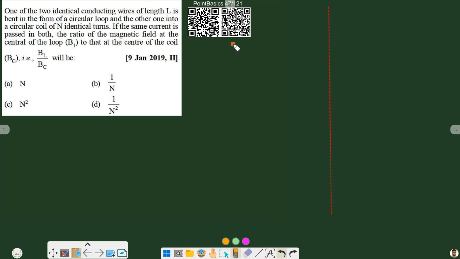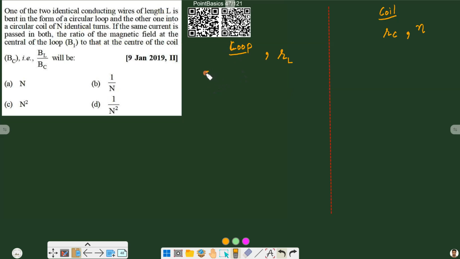So here we will solve for the loop, and here we will solve for the coil. As the length of wire is the same for both, suppose in case of the loop the radius is RL, and in case of the coil we have radius RC, and we also have n identical turns in the coil, and the length is L.